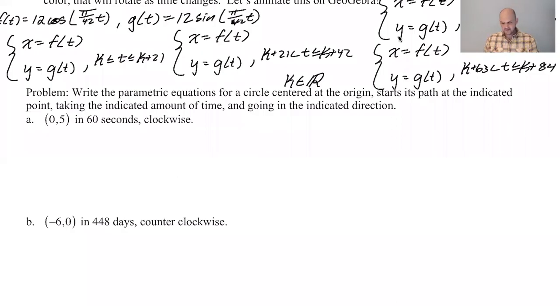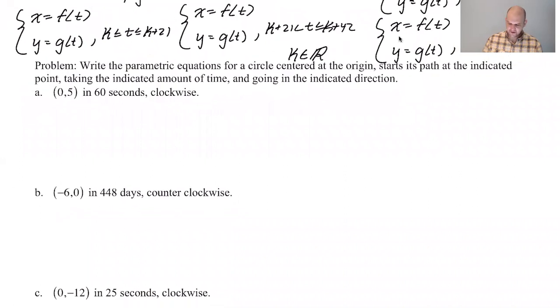All right, we're back. We're on page 192, and we're just going to keep going. So we're trying to write parametric equations. What are we doing? Parametric equation centered at the origin, starts at the indicated point, taking the indicated amount of time, going in the indicated direction. Okay, so a lot. I think what's useful for these is to start with a sketch.